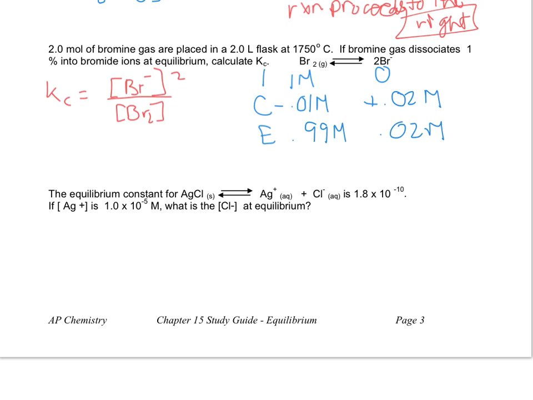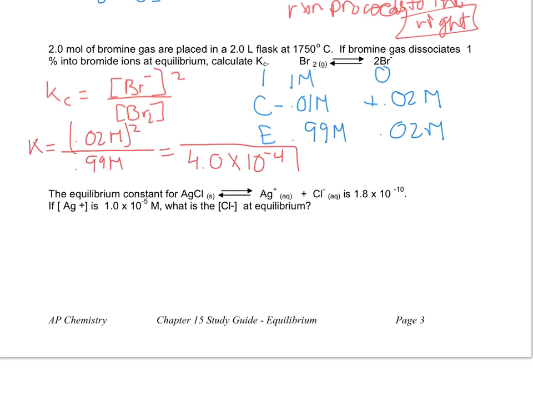So then back to my K expression. So Br minus is 0.02 molar squared. By the way, I don't have to put the molar in there since we don't care about the units for K. Br2 is 0.99 molar. Plug that into your calculator. You get 4.0 times 10 to the negative 4th, and that's our answer.